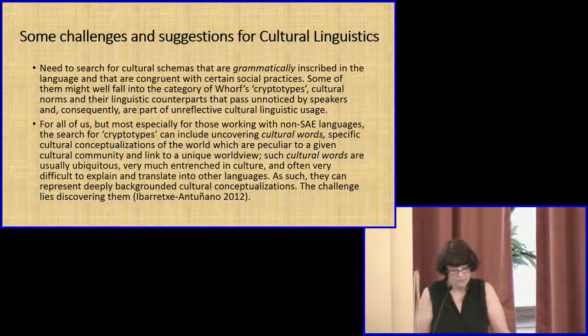For all of us, but most especially those working with non-Indo-European languages or standard average European languages, the search for cryptotypes can include uncovering cultural keywords, specific cultural conceptualizations of the world that are peculiar to a given cultural community and linked to a unique worldview. Such cultural words are usually ubiquitous, very much entrenched in culture, and very often very difficult to explain and translate into other languages. As such, they can represent deeply backgrounded cultural conceptualizations. The challenge lies in discovering them.